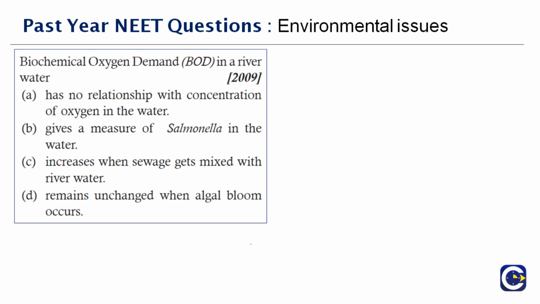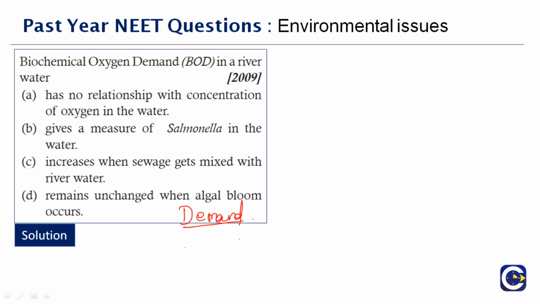Next question here, biochemical oxygen demand, that is BOD, in a river. What is it actually applicable to? We all know demand means there is a longing, that is the meaning, right? There's a longing for the content of oxygen. So we have to analyze the statements here. It has no relationship with concentration of oxygen in water. Gives a measure of salmonella in water, wrong. Increases when sewage gets mixed with river water.